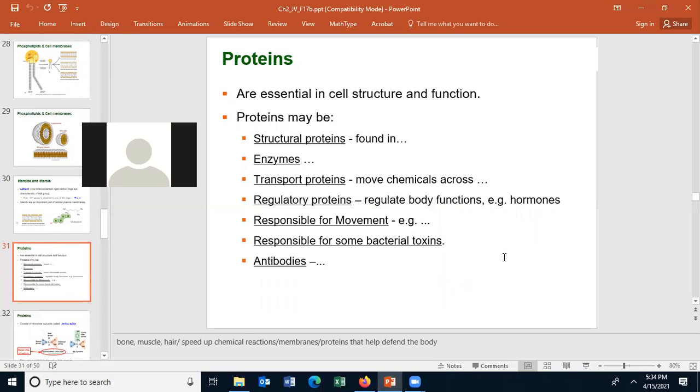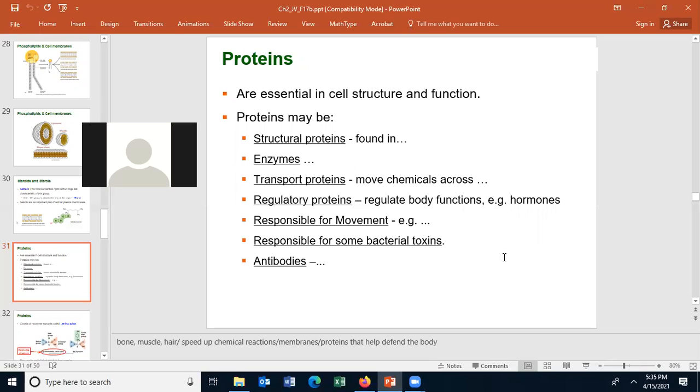Okay, let's move on to the third of the biological molecules, the proteins. Proteins are essential in the structure and the function of cells. Proteins are very diverse. You can find proteins as a structural protein found in tissues like bone, muscle, and hair. There's also proteins which are enzymes, and they speed up chemical reactions. There are proteins that act as transport proteins, moving chemicals across the cell membrane. And there are other proteins that act as regulatory proteins, regulating body functions. Hormones do that. Like in children, there's growth factor hormones that help the children grow, and it's a regulatory protein.